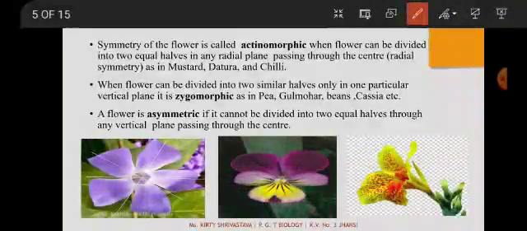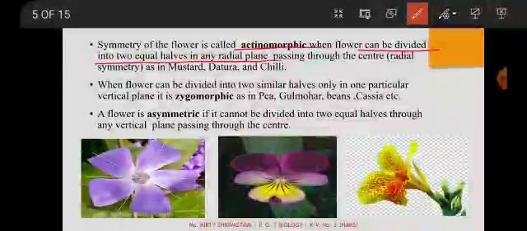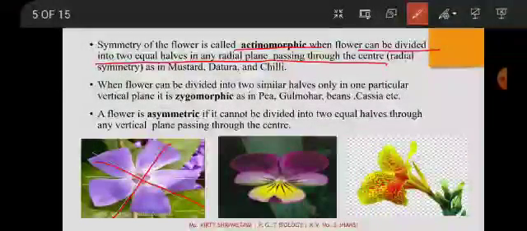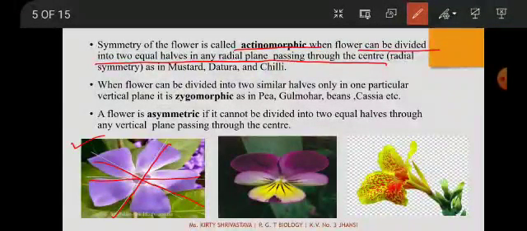Let us now discuss the symmetry of the flower. The symmetry of the flower is called actinomorphic when the flower can be divided into 2 equal halves in any radial plane passing through the center as shown in the figure below. Examples of actinomorphic flowers are mustard, dhatura and chili.